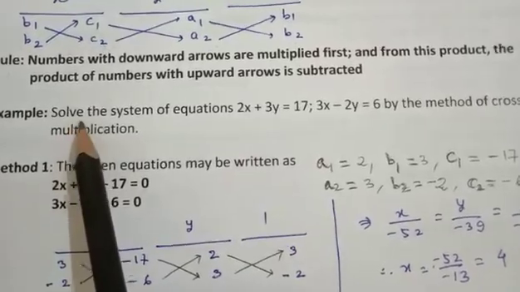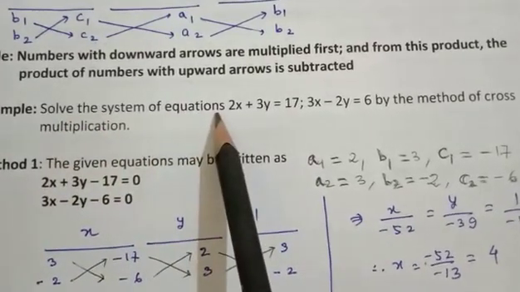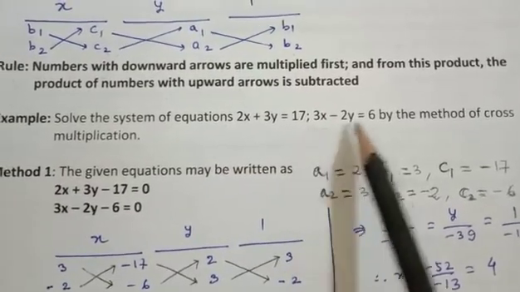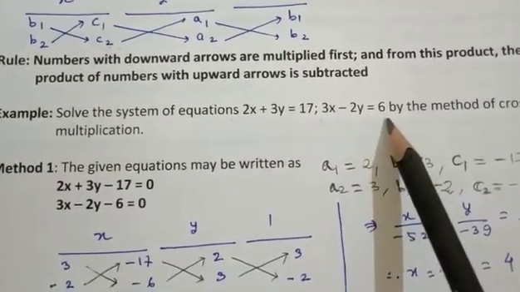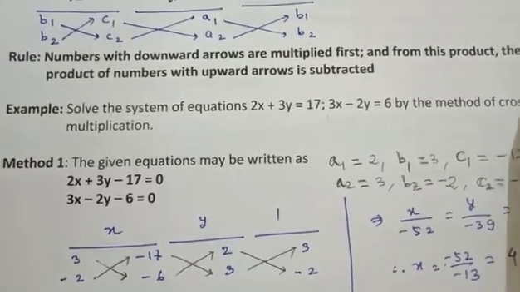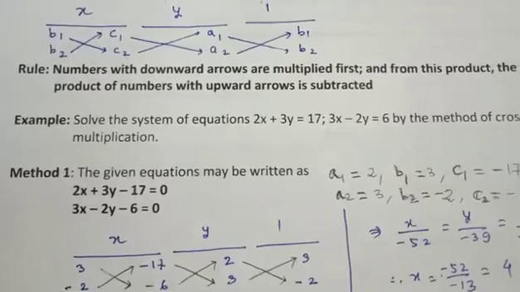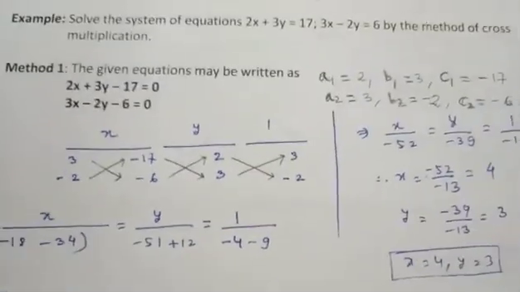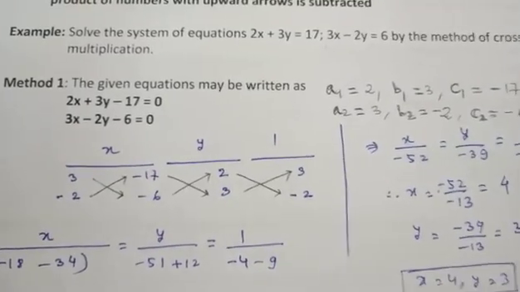Now I am going to explain one example with the help of the cross multiplication method. The question is, solve the system of equations 2x plus 3y is equal to 17, 3x minus 2y is equal to 6 by the method of cross multiplication. Now in this I will explain this question by two methods. Method number one is using the diagram.